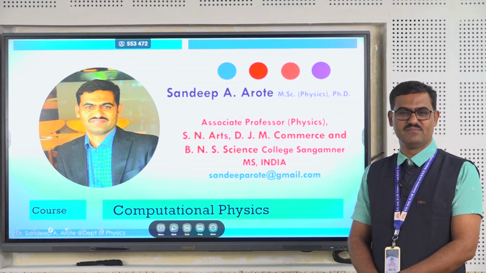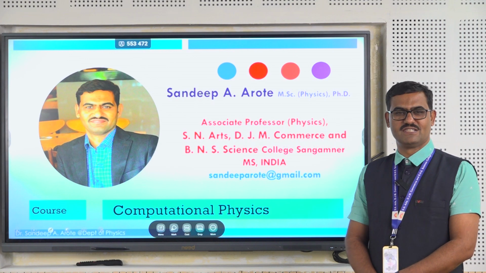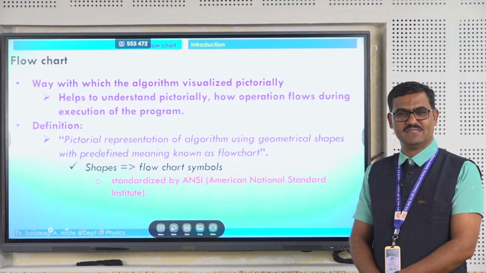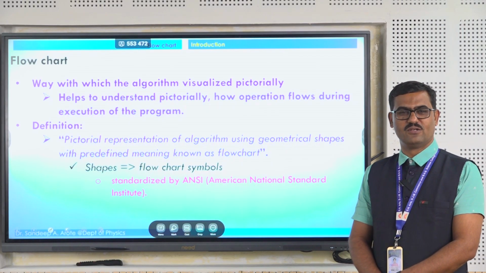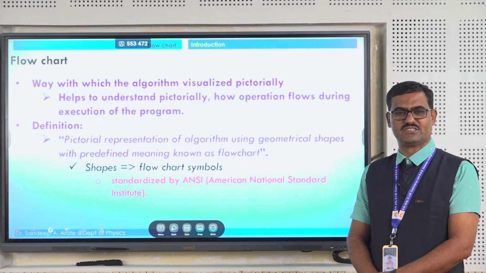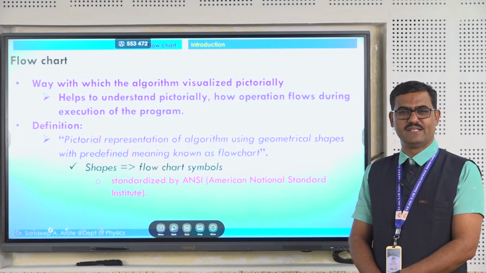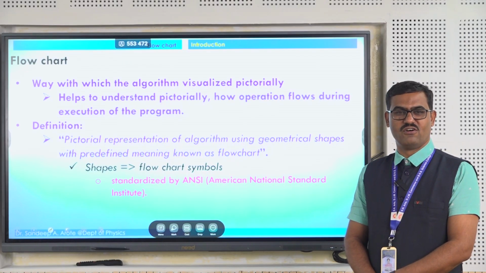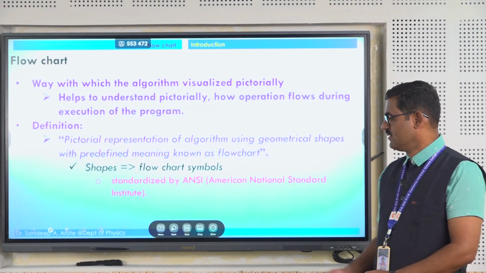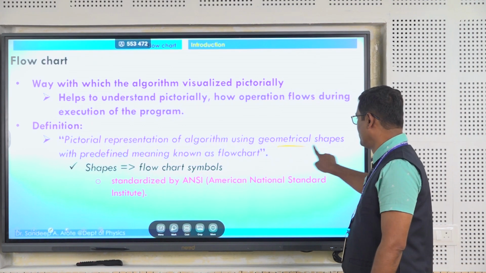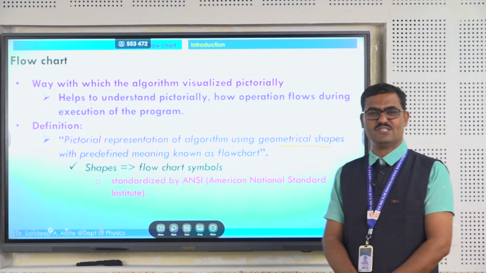The first is known as algorithm and second is known as flowchart. In today's lecture, we will see the details of flowchart. So flowchart is basically a way of representation of algorithm in a pictorial manner. So you can represent whatever text instructions you are giving through algorithm, that into the pictorial form. So here it becomes very easy to understand the logic and the flow of data from start to end of the problem solving process. So in short, the definition is the pictorial representation of algorithm using geometrical shapes with predefined meaning is known as flowchart.